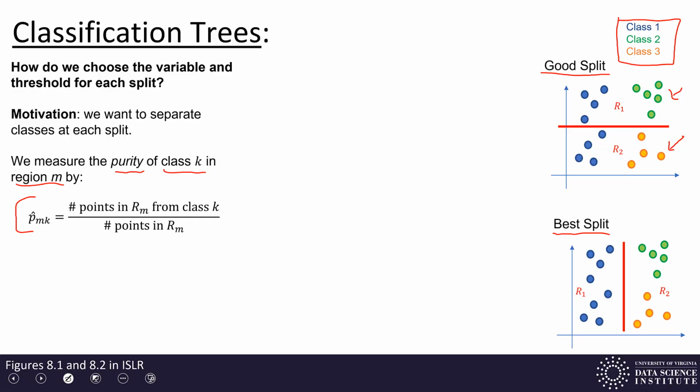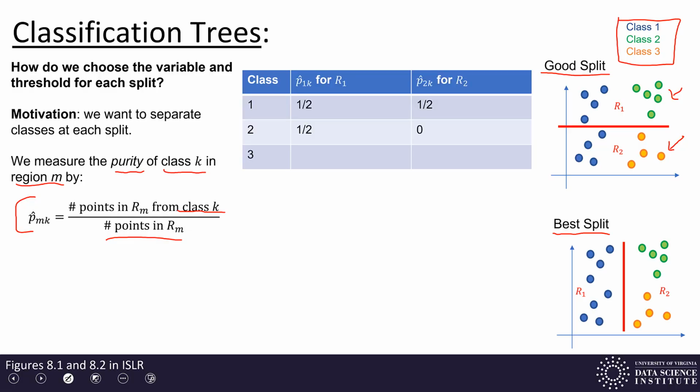So for a region, we look at the number of points in the region that are from class K over the total number of points in the region. So let's look at some examples. So right here we have class 1. So this table fills out, here are our classes. It fills out to provide all the purity for all the classes in region 1, which is here, and then region 2, which is there.